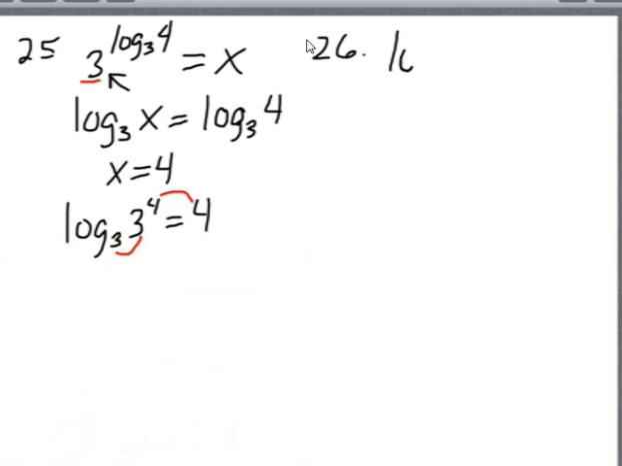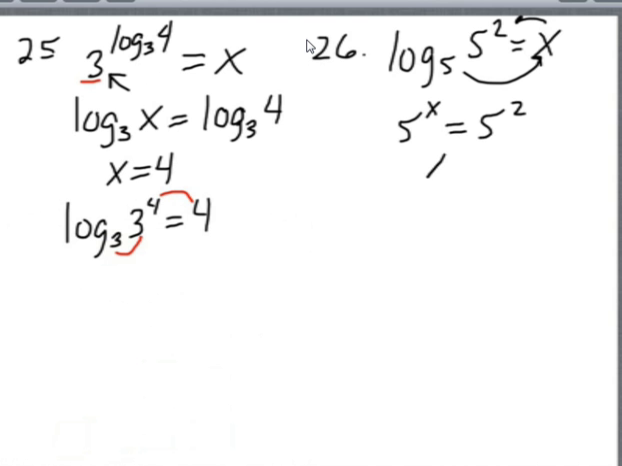26 now is a crazy log one. Log base 5 of 5 squared equals, I'm going to put x here, and then let's write this in exponential form. 5 to the x equals 5 squared. Well, obviously then x has to equal 2. So this is saying if I take log base 5 of 5 squared, in other words, what exponent do I have to put on 5 in order to get 5 squared? Well, it would have to be 2. 5 squared has to equal 5 squared. I think this one's a little more obvious than that one. So x has to equal 2.